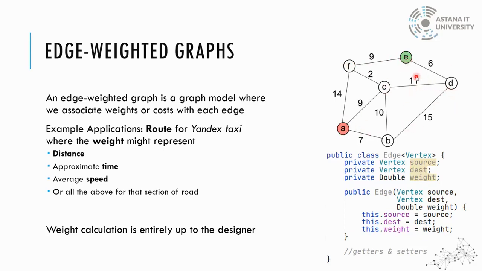That happens every time, and an example application would be creating the route for Yandex Taxi, where the weight might represent the distance, the approximate time, the average speed, or all of the above for that section of road. Generally, it just represents the cost. And what is cost for you? Maybe it's the amount of money you should collect for that route, and so on. Weight calculation is entirely up to the designer, so no one knows what your cost is or what you have as your weight. It might be an integer, sometimes it could be a double, why not?